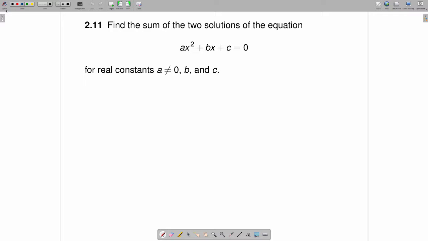In the previous two examples, we encountered quadratic equations which look like this, and in the first case we were able to factor that quadratic equation. In the second case we used completing the square. In this case we're going to use something called the quadratic formula.